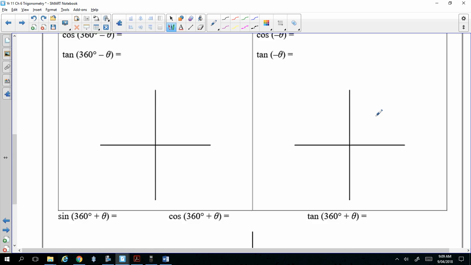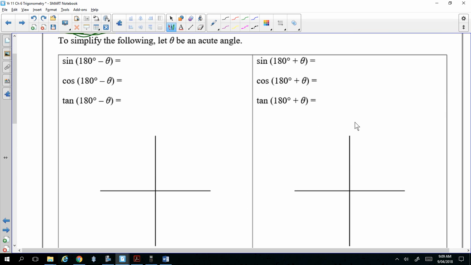Okay, so let's start. All right, we have to understand what that means. To simplify this, we just let theta be an acute angle. So we're going to draw here. That's theta, isn't it? We're going to call that theta. And why do I let theta be here? Because this angle here will be exactly 180 minus theta.